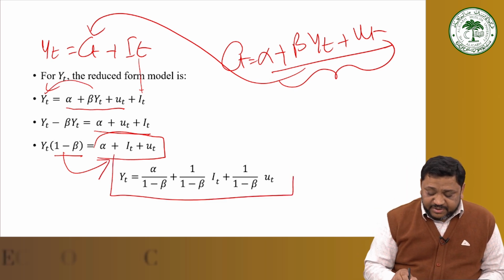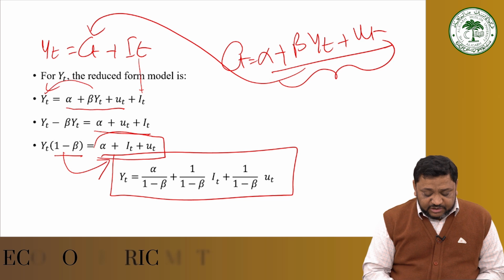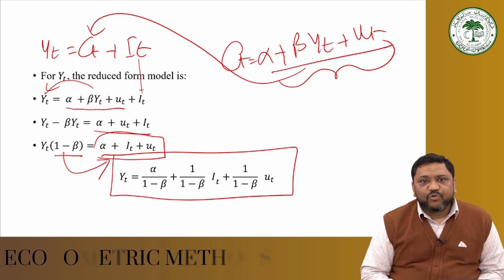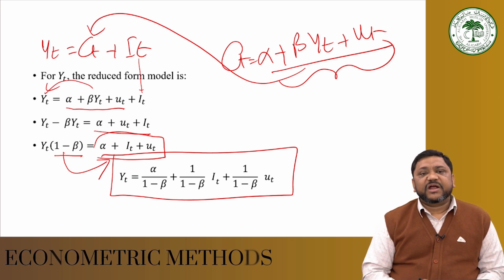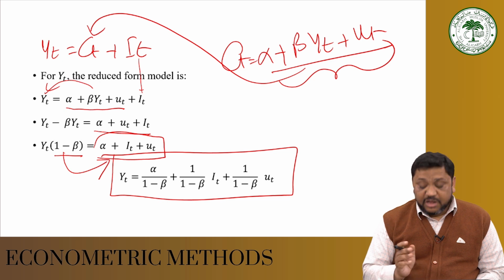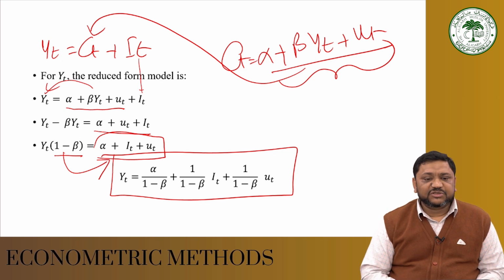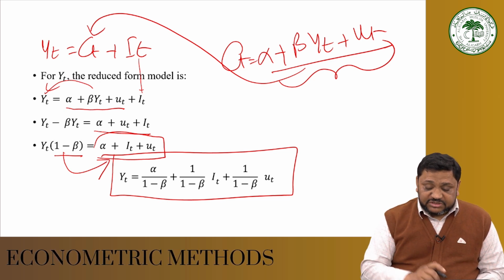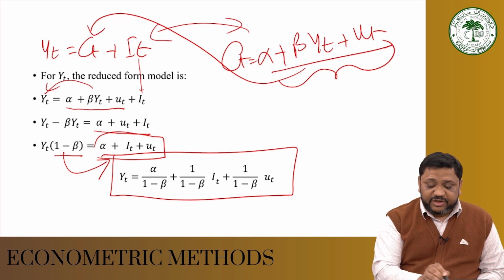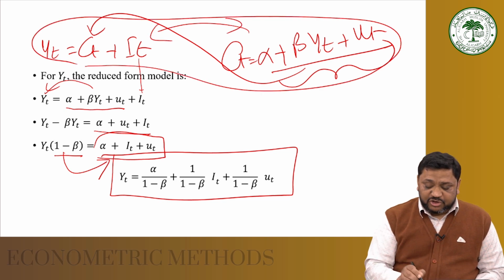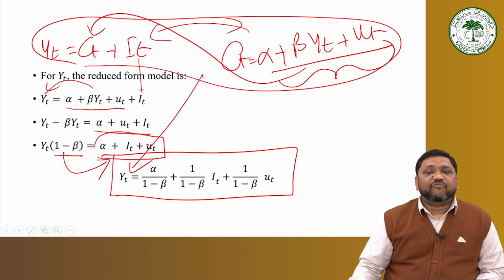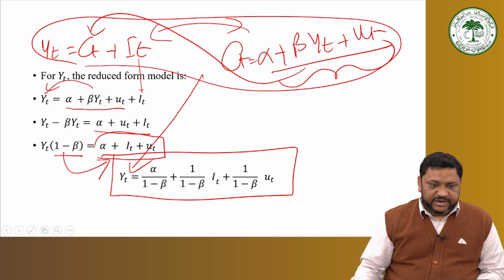Now we can take 1 minus beta to the right hand side, and it will come in the denominator. So yt can be written as yt is equal to alpha divided by 1 minus beta, plus 1 divided by 1 minus beta times it, plus 1 divided by 1 minus beta times ut. So using the system of equations, this structural model, we can write this yt in the reduced format.